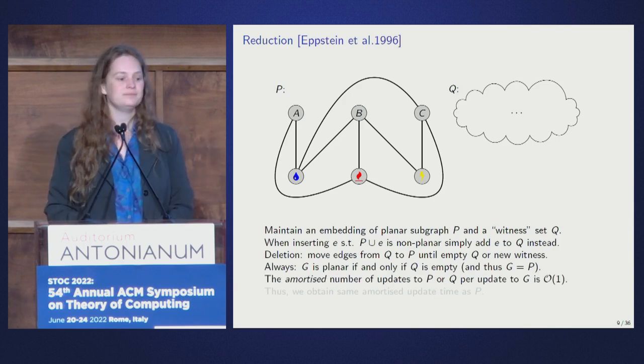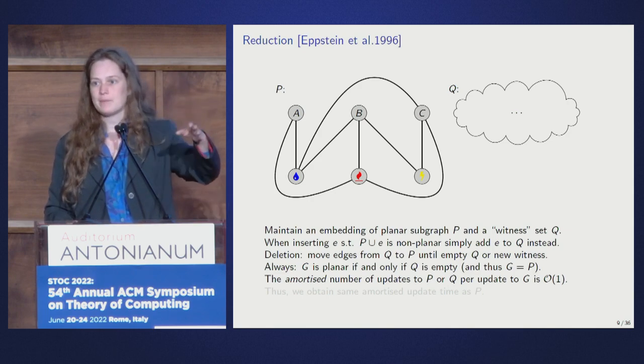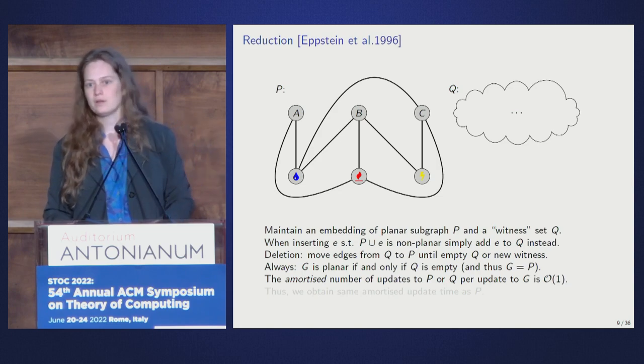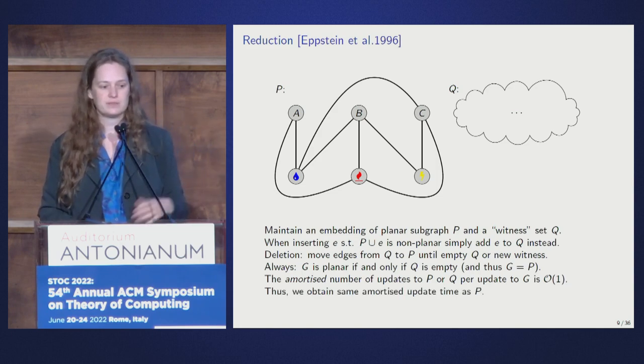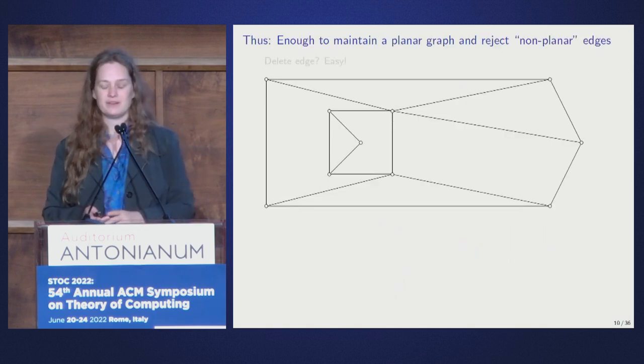So the amortized number of updates to P or Q, well, an edge arrives, worst thing that can happen, it ends in the drawer once, and then it comes out of the drawer once and into P, right? So it's amortized the same. Okay, so it's enough to maintain a planar graph and reject the edges that are not planar.